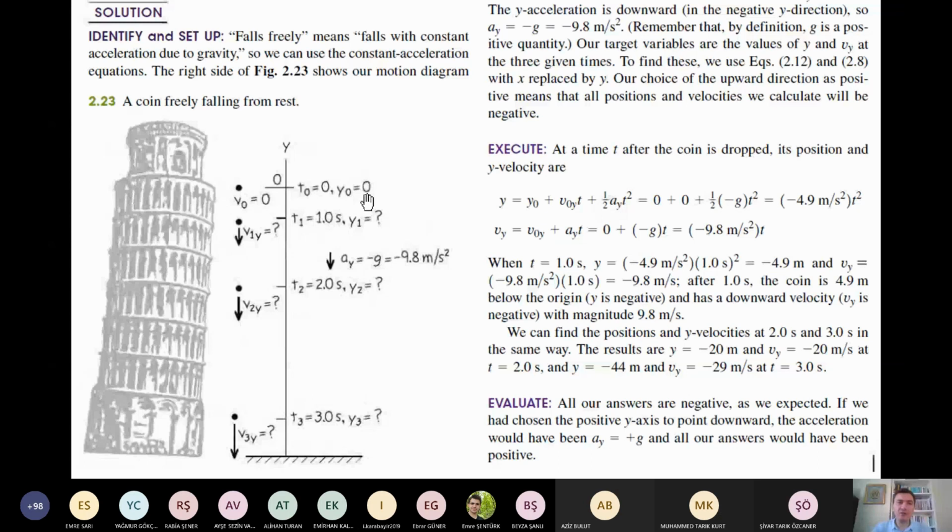And after 1 second, after 2 seconds, and after 3 seconds, what is the velocity v1y? What is the position y1? What is the velocity v2y? What is the position y2? What is the velocity v3y? What is the position y3, okay?